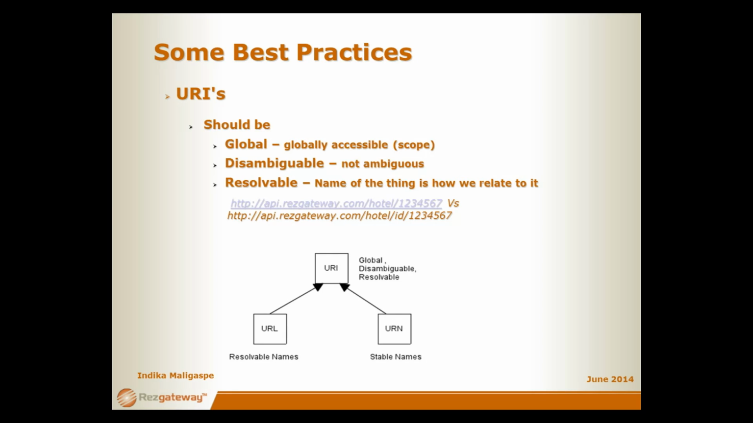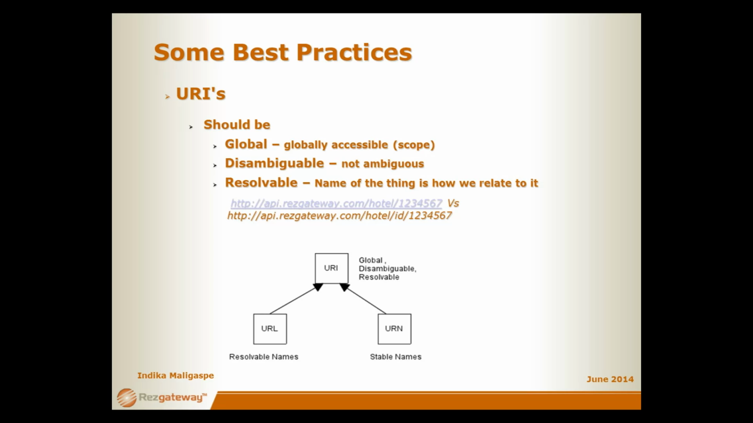Problem is I do not know by looking at the URI what is 1234567. Is it the ID of the hotel? Is it a phone number? Is it a group ID? Or is it some unique reference which is there in the hotel? So I do not know that by looking at the URL. So I cannot relate to it. I cannot resolve it. To relate to it or to resolve it, if I use the second URI, api.restgateway.com/hotel/ID/1234567, then I know this number is the ID. Then by looking at the URI, I can relate to it.